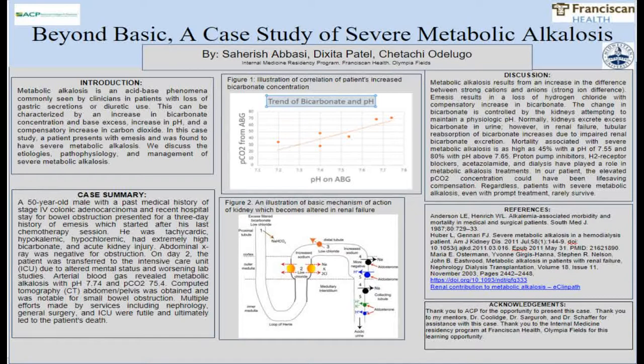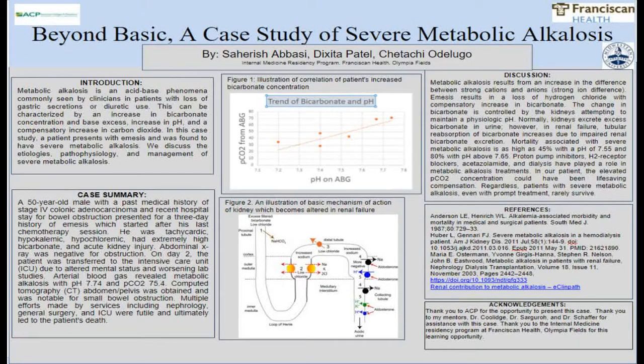CT imaging was obtained and was notable for small bowel obstruction. Multiple efforts were made by multiple services, including nephrology, general surgery, and ICU. Efforts included intubation, NG tube placement, proton pump inhibitors, acetazolamide, and dialysis. All efforts were futile and ultimately led to the patient's death.